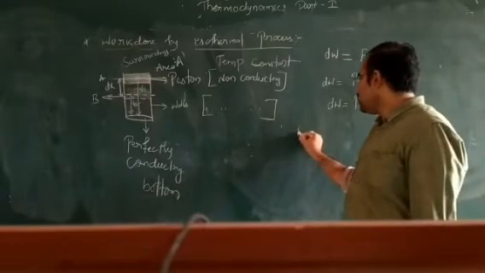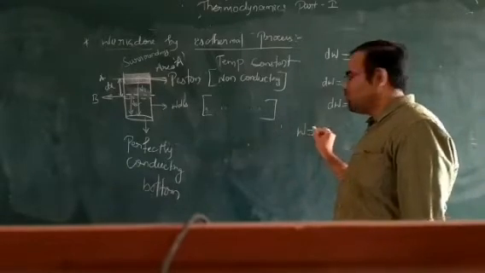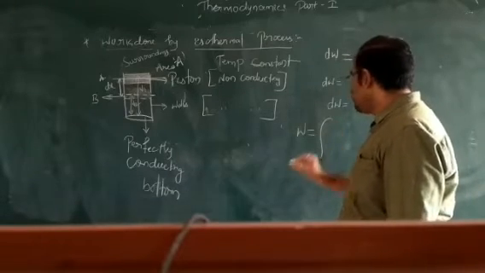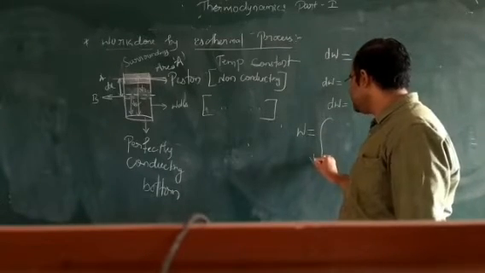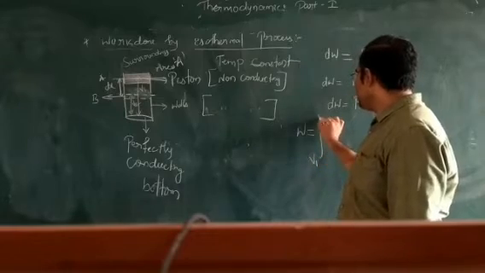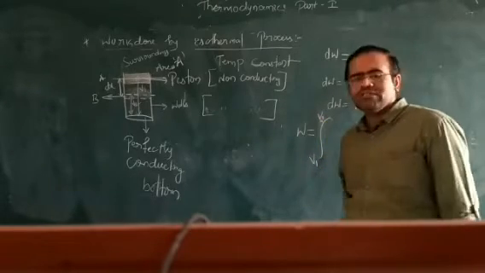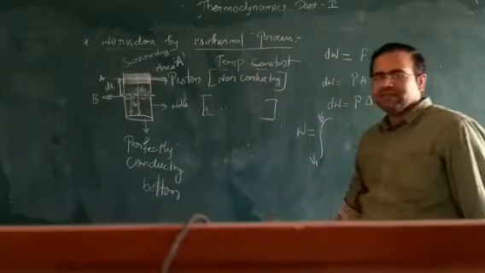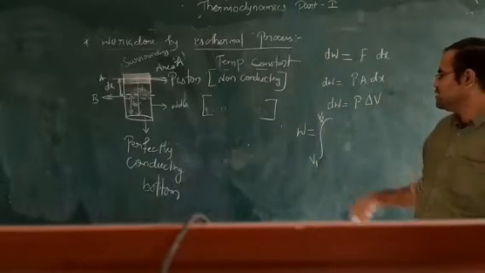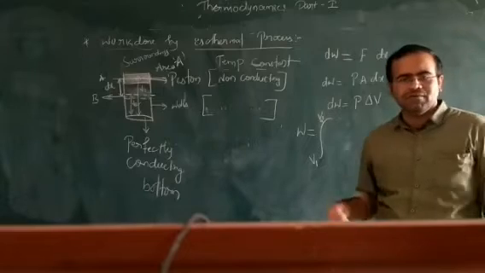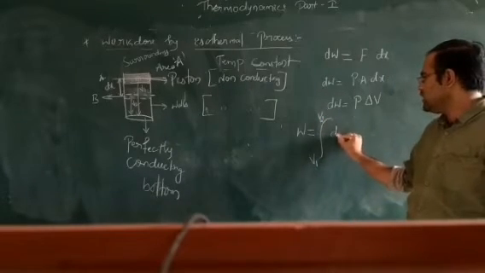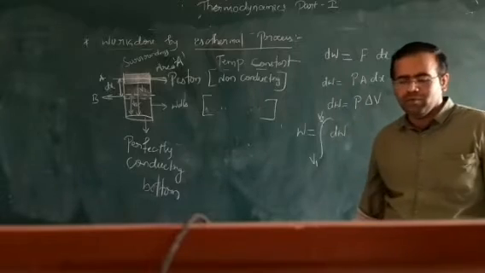Now we have to identify the total work done, from which point to which point. Observe that the volume changes from v1 to v2. What do we keep constant here? Temperature should remain constant. When the temperature is constant, the volume changing from v1 to v2 is given by dw.